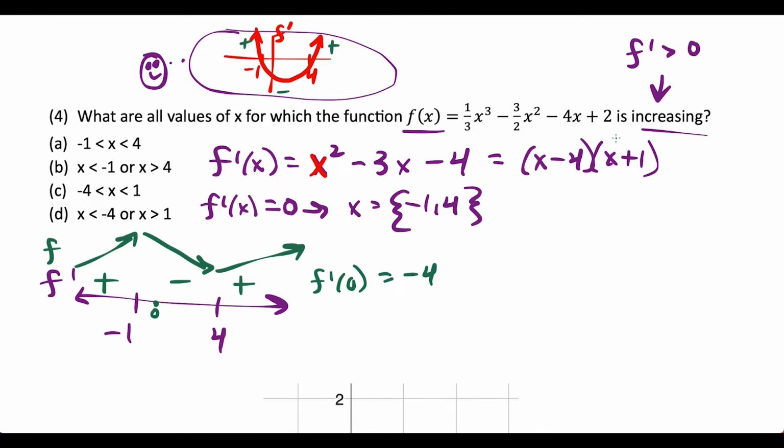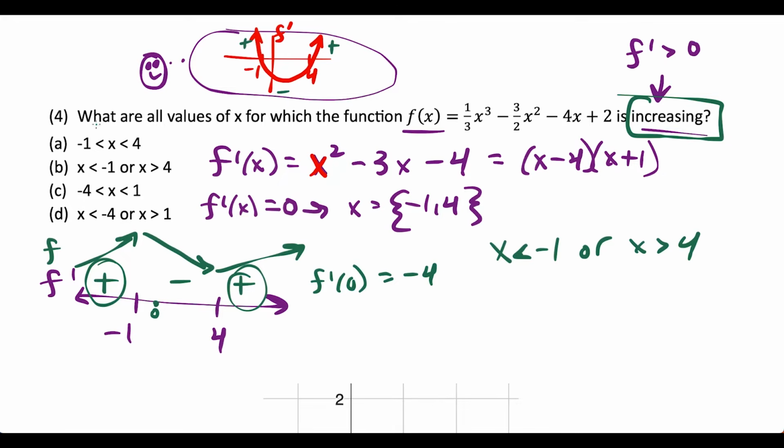But now, if we're looking for where f is increasing, we're looking for where f prime is greater than 0, or where f prime is positive, which is going to be on these intervals here. We have x is less than -1, or x is greater than +4. And now we just scan the answer choices here, and this is going to work out to choice B.